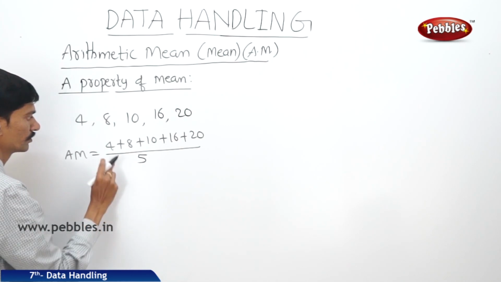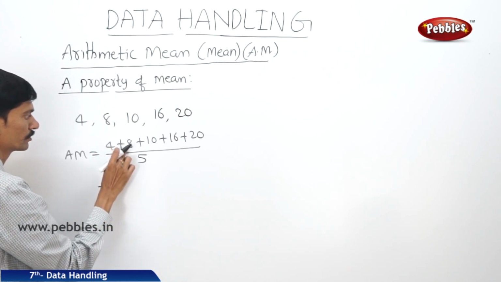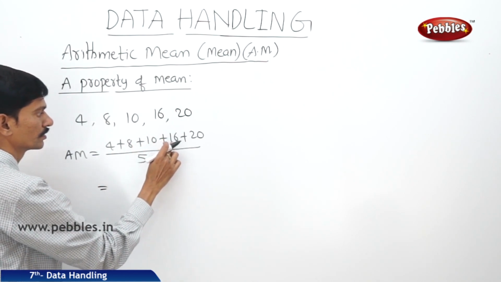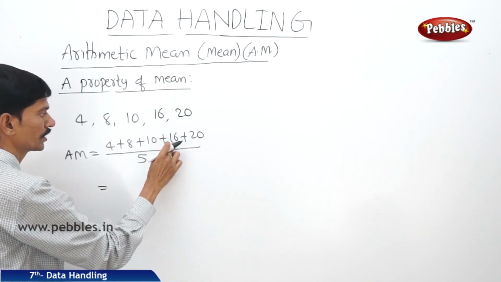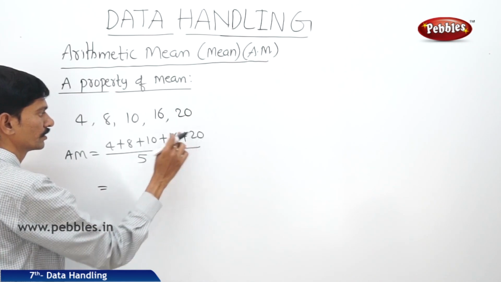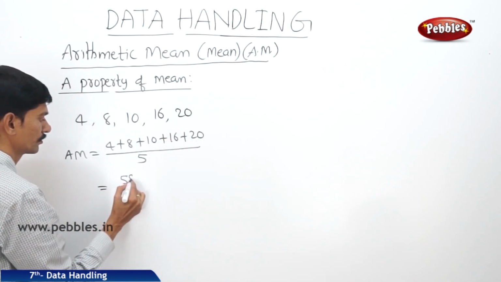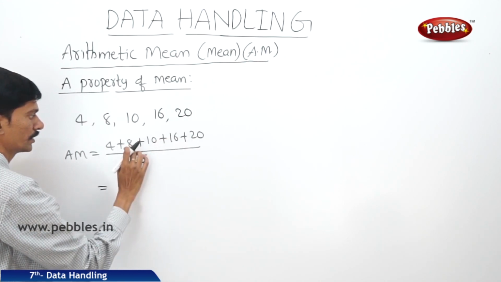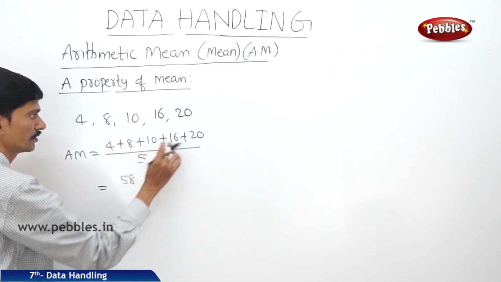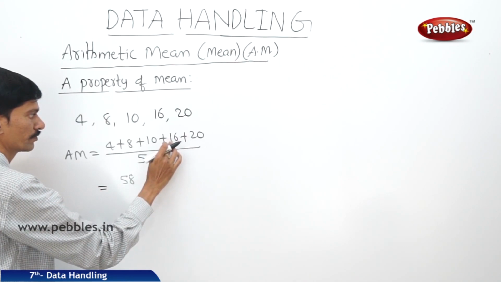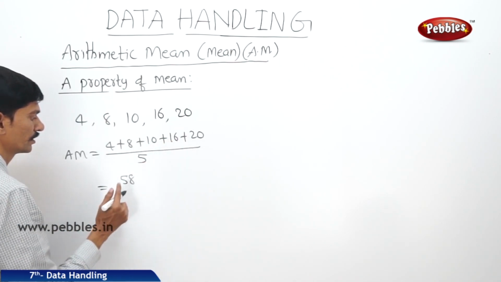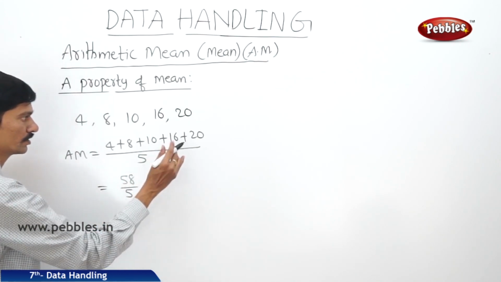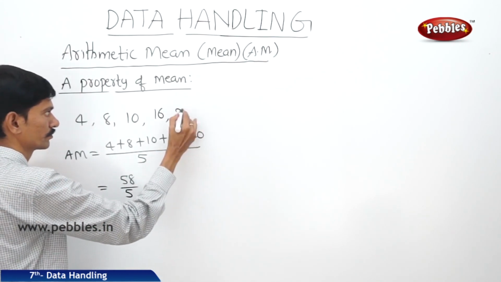So this equals 4 plus 8, 12, 12 plus 10, 22, 22 plus 16, 38, 38 plus 20, 58. So 58 by 5. Now let us take the last observation as 22.